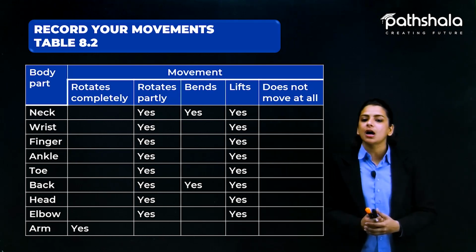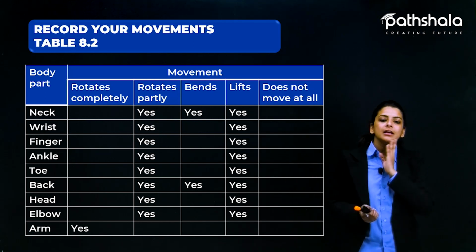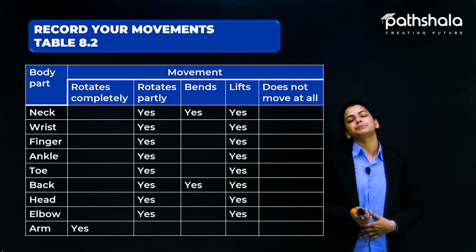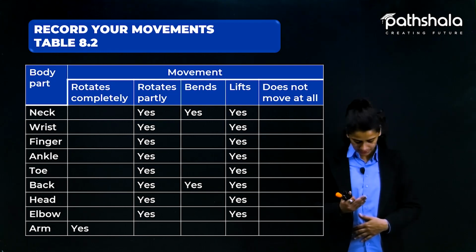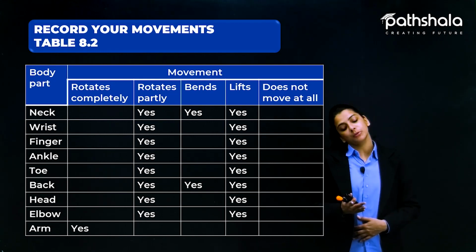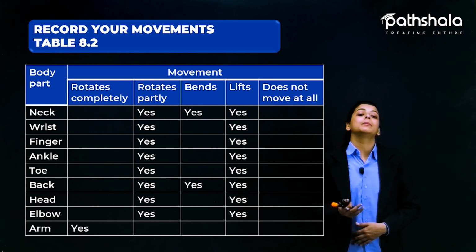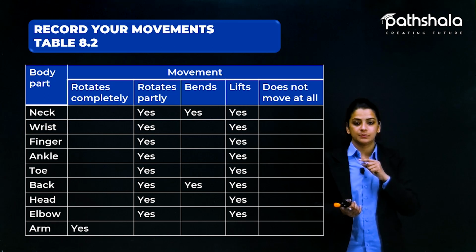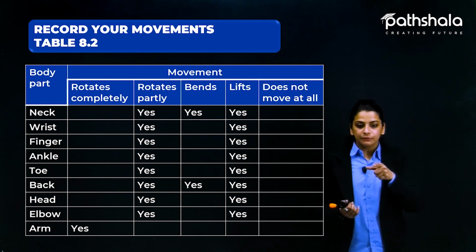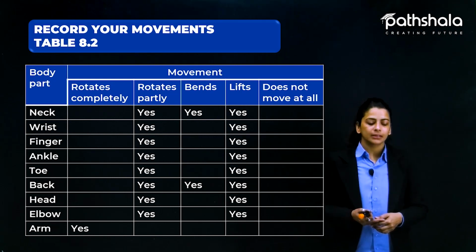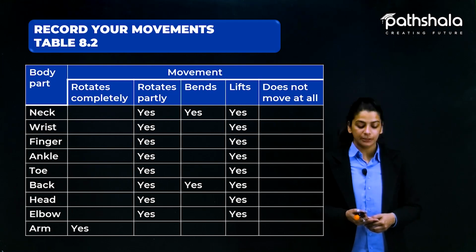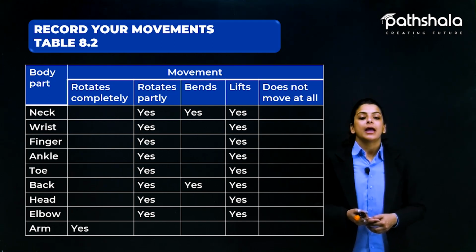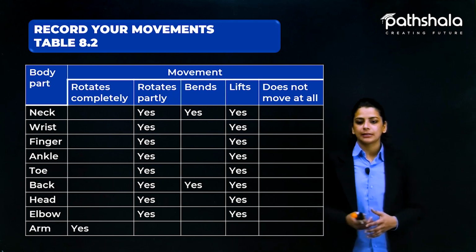Now next is head. Head, if I am rotating like this, see, ये मेरी rotation है neck की, and I am able to move but not completely, but partly. So I am able to move my neck like this. Also lift, obviously I can lift my neck like this. So I am able to lift it like this. Yeah. And does not move at all में कुछ नहीं आएगा.